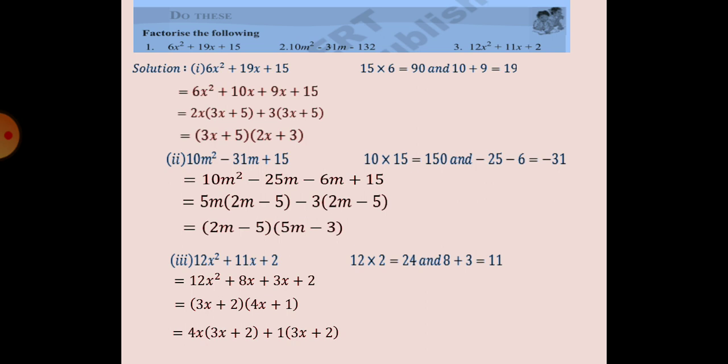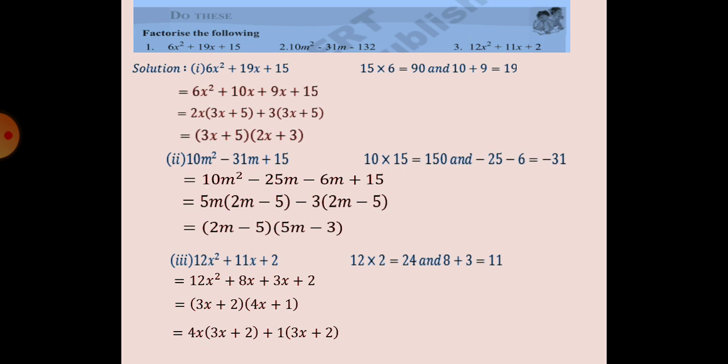second term. So this 6x square plus 19x plus 15 is the product of two binomials 3x plus 5 and 2x plus 3. Factorization means, suppose 90 is there, the factors are 10 into 9, 45 into 2, anything. In the same way, for this trinomial, the factors are 3x plus 5 and 2x plus 3.